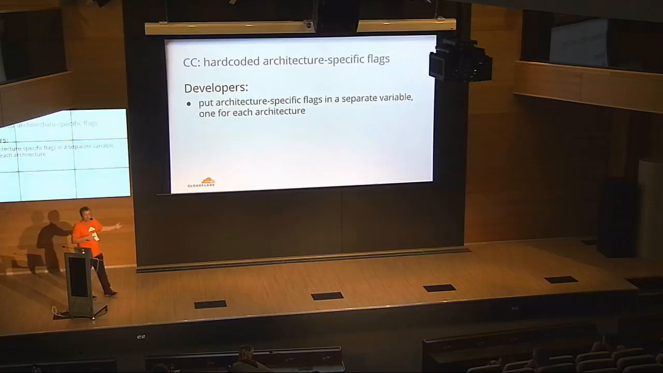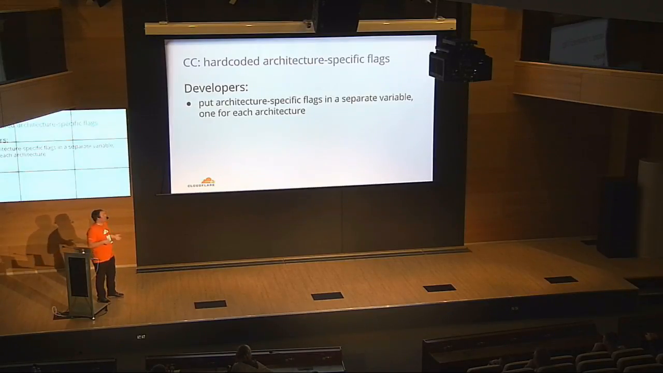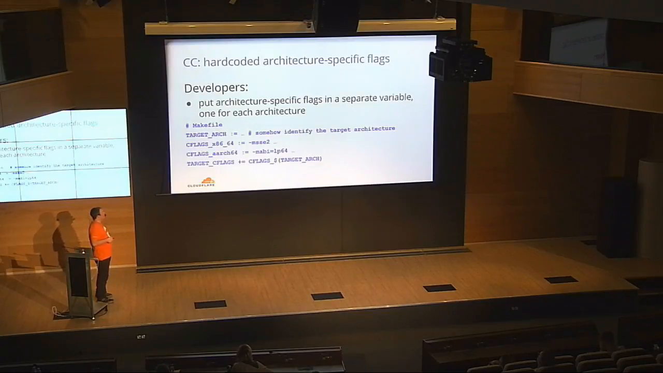So the advice here for developers: if you're starting a new project and you want to make your build system cross-compiler friendly from scratch, just put architecture-specific flags in a separate variable, one for each architecture. For example, you have a variable in your makefile which defines the target architecture you're building for, you have compiler-specific flags for x86, you have compiler-specific flags for ARM64, and then for your final compiler flags you use this pattern and it works.